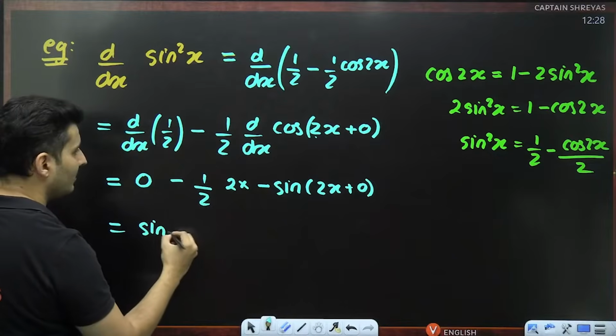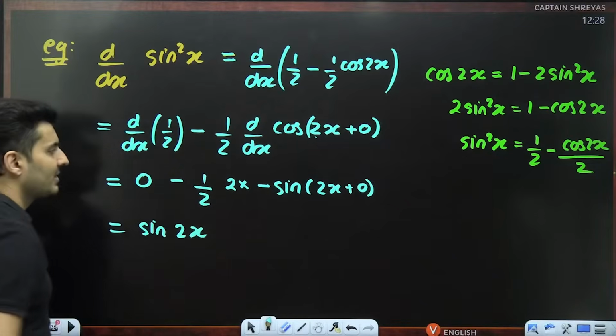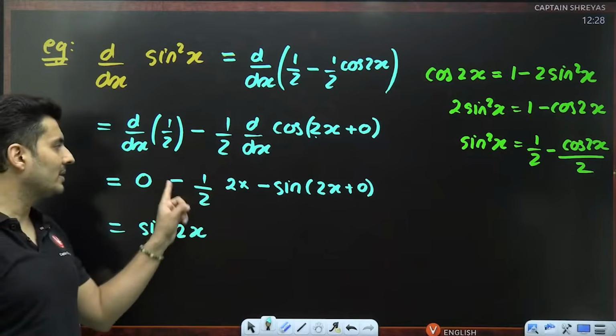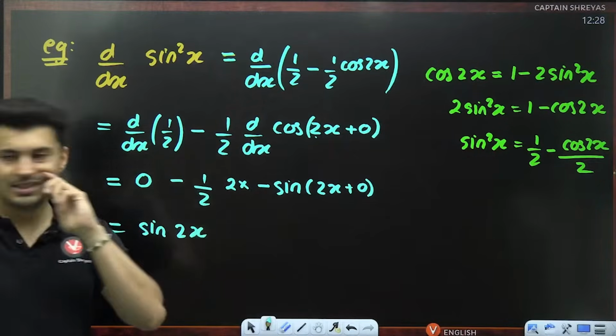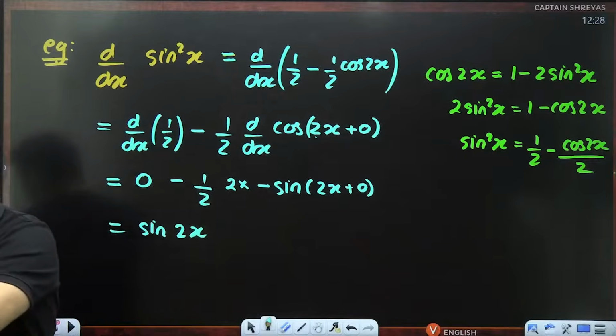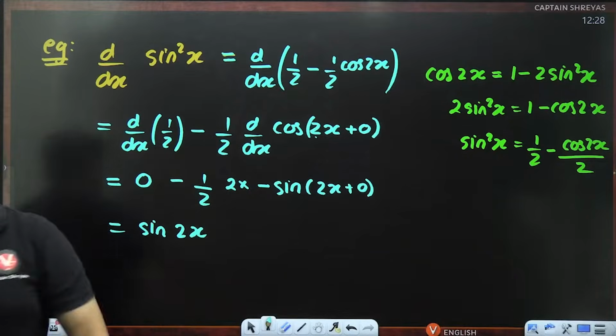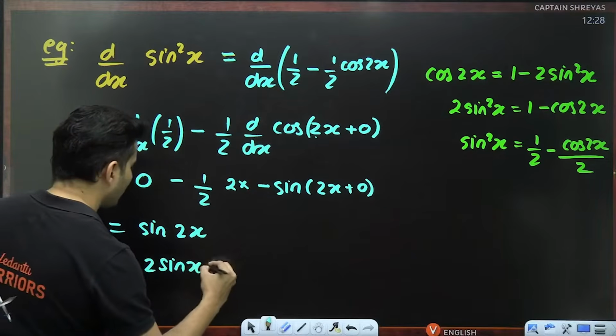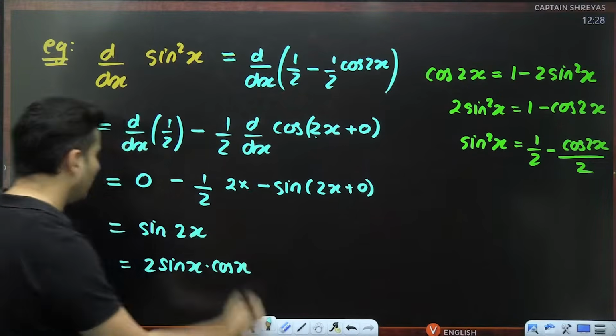So hence the answer will be, negative negative cancels, 2 cancels, basically sine 2x. Just sine 2x has come up. And what is sine 2x? We all know sine 2x is basically 2 sine x cos x. That's the standard double angle formula.